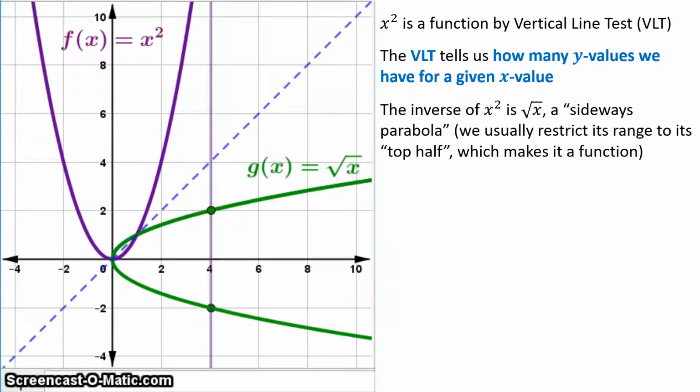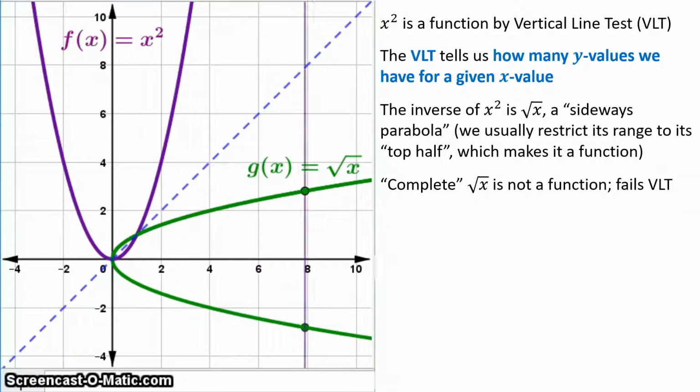If I go to x equals 4, right here, it's telling me that I want the square root of 4. So, no surprise, the top half of the graph gives us the square root of 4 is equal to 2. But we also know that the square root of 4 is equal to negative 2, because if we square negative 2, we're going to get positive 4. So the vertical line test on f told us that yes, f is a function, but what we see by looking at the graph is that the square root, which is the inverse of f, is not a function, because the vertical line is passing through that graph in two places and not just one.